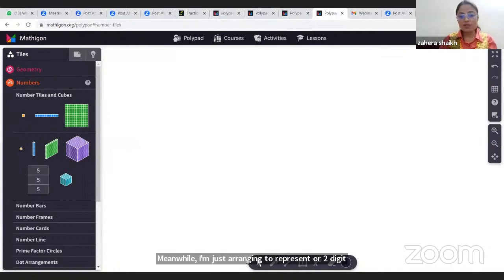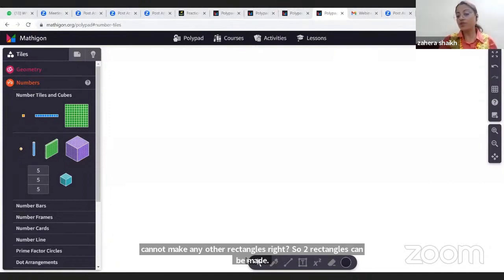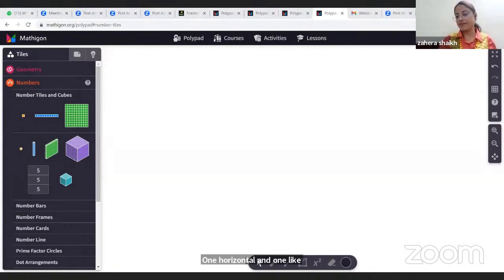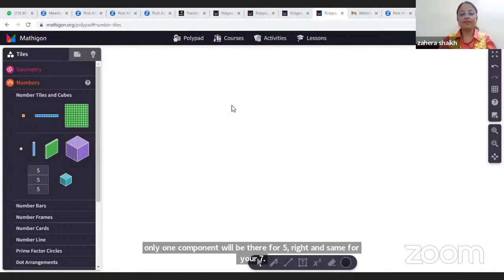Let me check the chat box. Yeah, 2 rectangles of 5. It means I can make only one group of 5 or 5 groups of 1. I cannot make any other rectangle, right? So 2 rectangles can be made, one horizontal and one vertical, but there should be no other combination. Only one combination will be there for 5, right? And the same for 7 also, right? Yes. Okay.